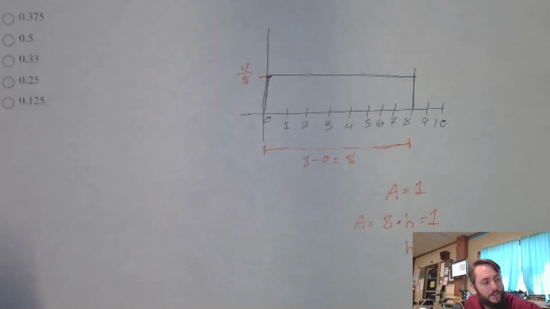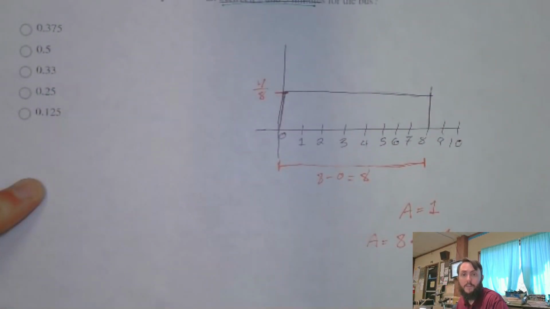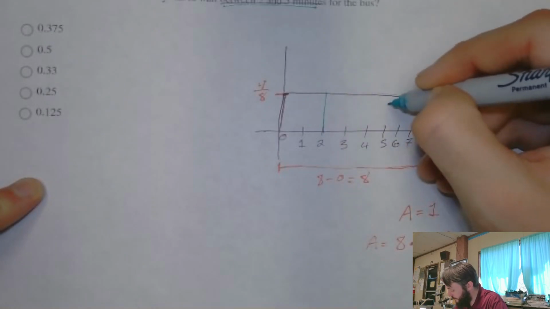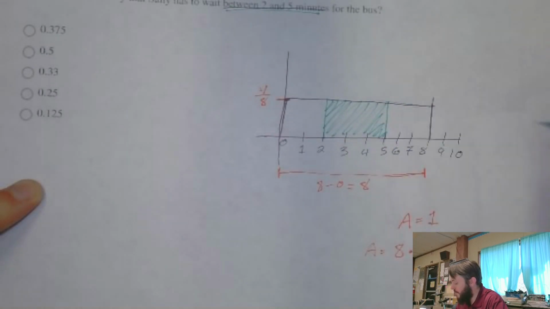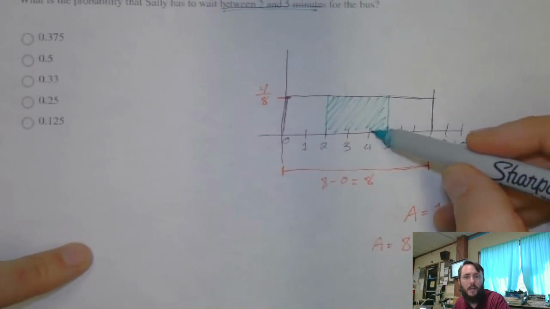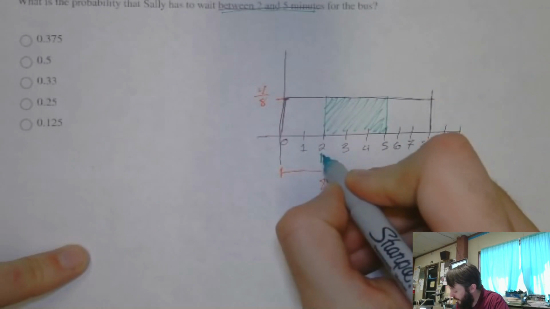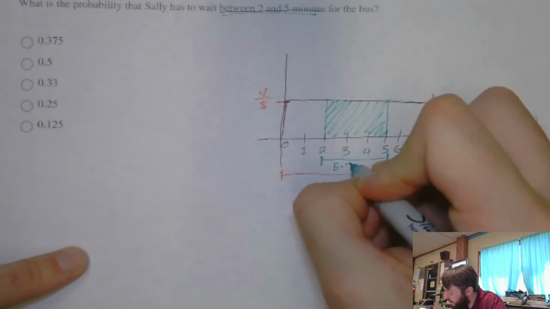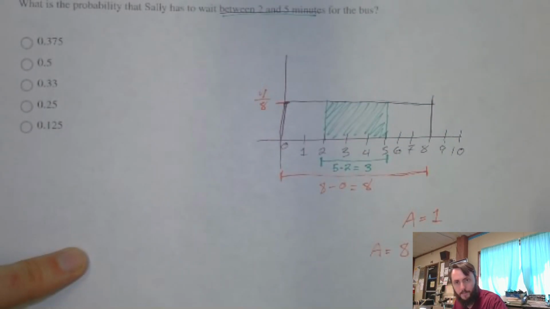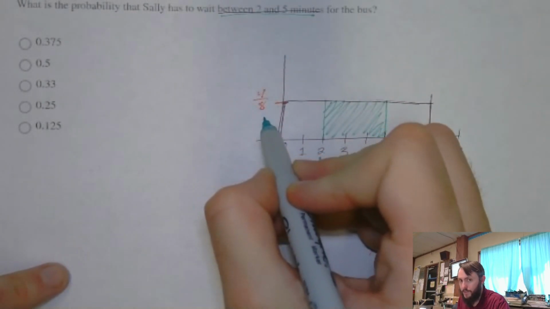But now that we have that, we want to find the probability that she has to wait between 2 and 5 minutes. So now we want to find the probability of this region here. Now the width of that region goes from 2 to 5. So 5 minus 2 is 3. And now the height is still the 1/8, so we can just use that.